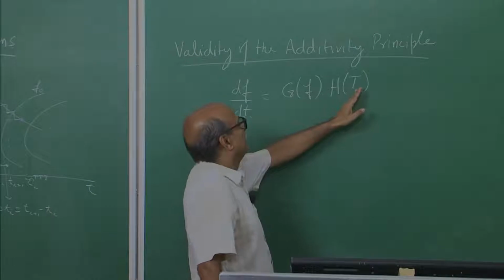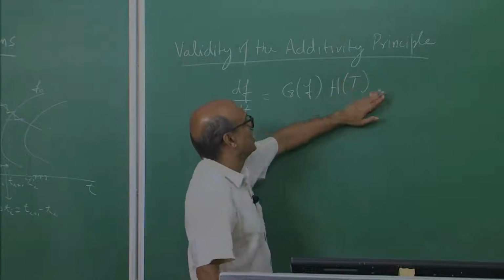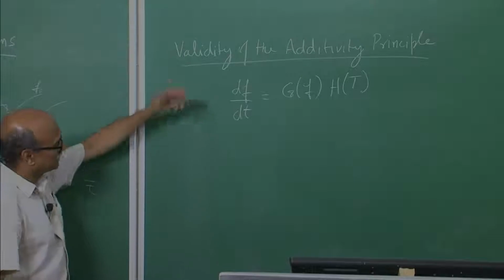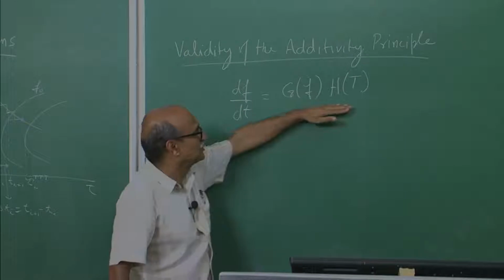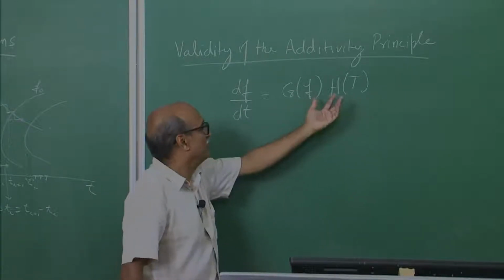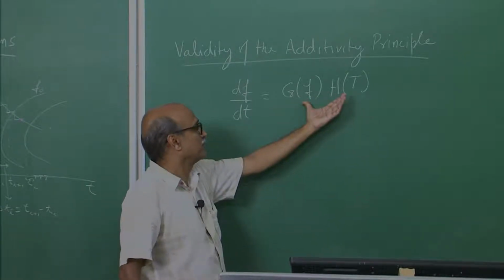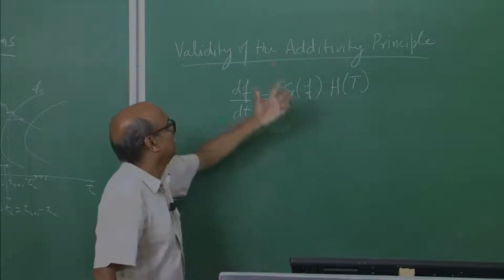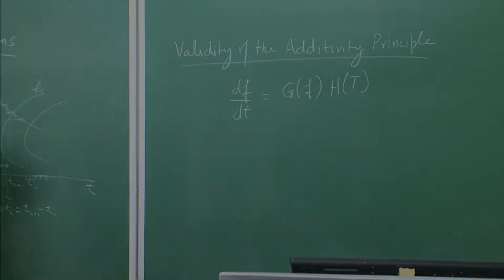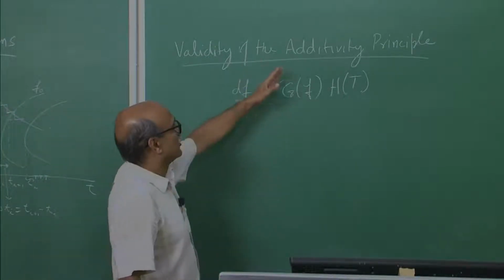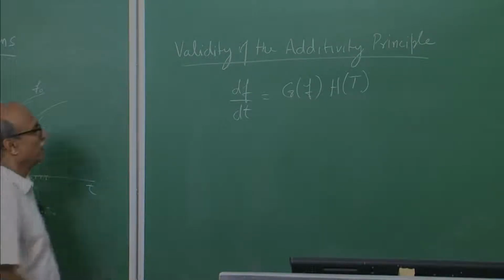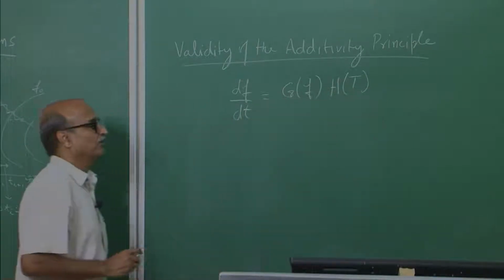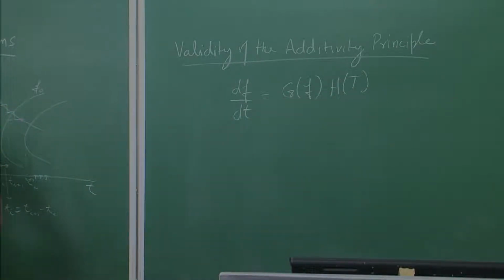H is another function, and this is purely a function of temperature. If the kinetic rate, the rate of transformation, follows such a general equation where these two can be separated as two separate functions, then it can be mathematically shown that the principle of additivity is valid. Now, I just want to examine whether the Avrami relationship follows this condition or not.